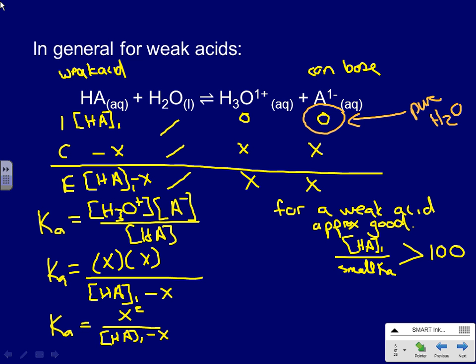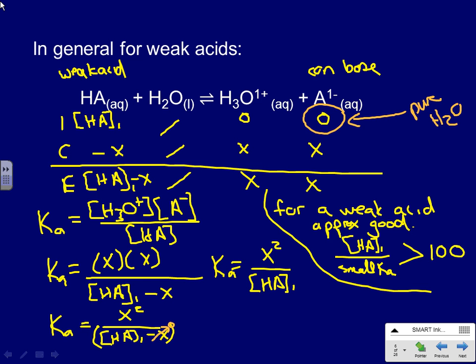So now let's continue with the shortcut. If the approximation is good, which X can I get rid of? Yep, the minus X. That's approximately equal to 0. That gives me, and I'm running kind of out of space here, but that's okay, Ka is equal to X squared over the initial concentration of the acid. Now, that's sometimes a useful equation right there. Actually, no, that one's not useful yet. I'm going to go to a better one here. Let's solve for X.